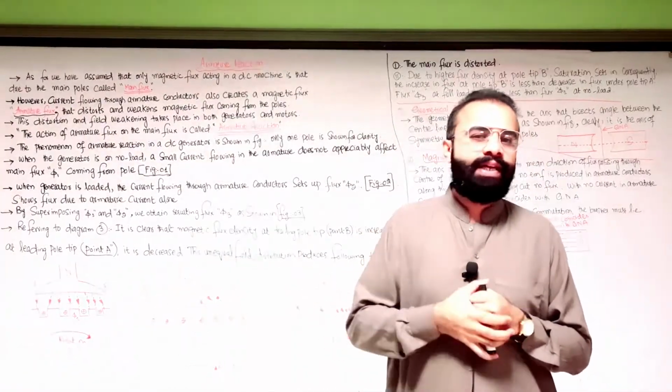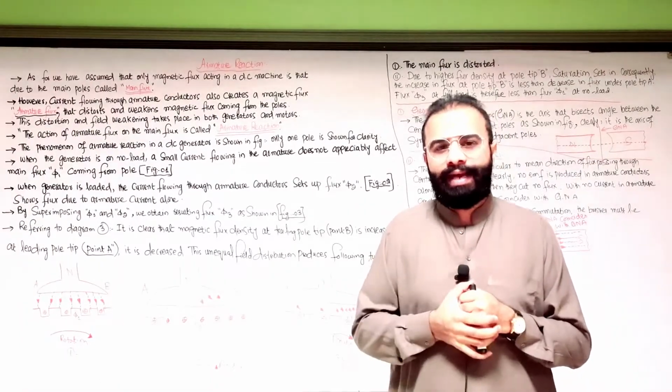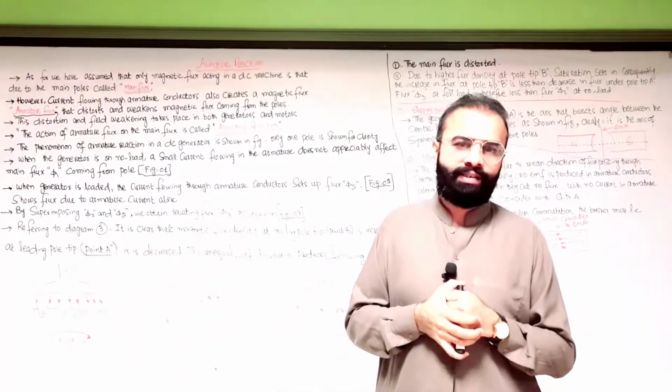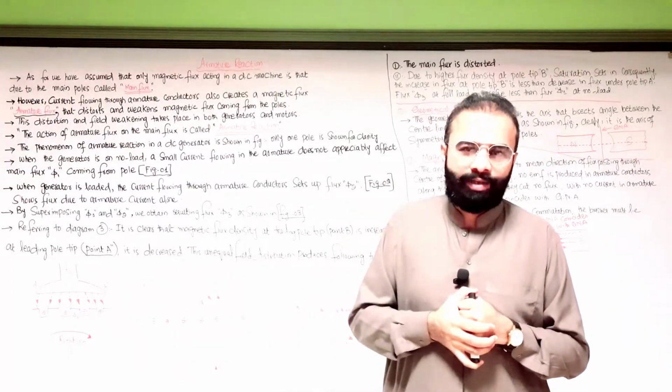So the armature reaction in a DC machine can be defined as the action of the armature flux on the main flux. That is called the armature reaction.